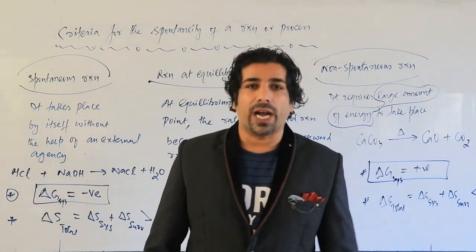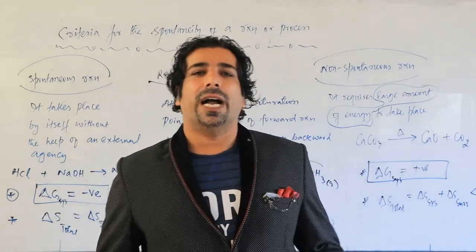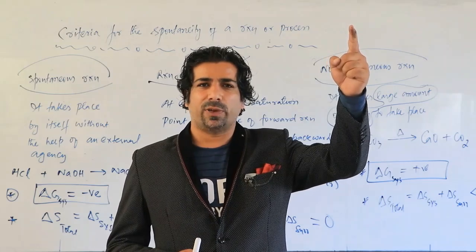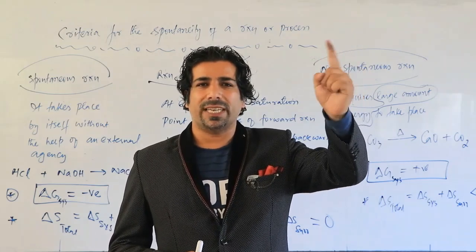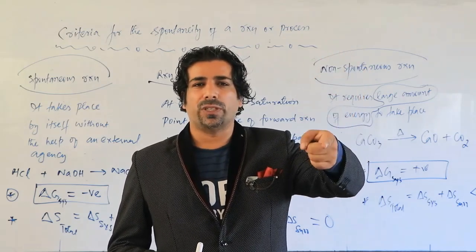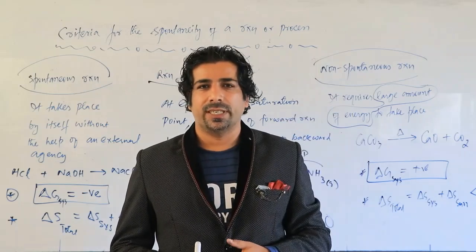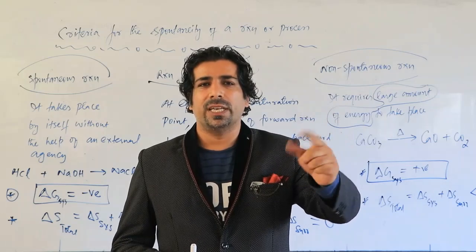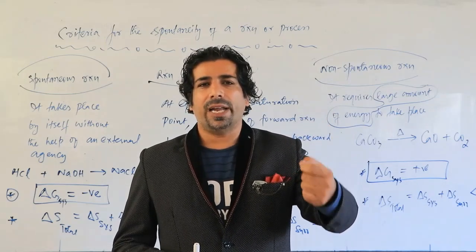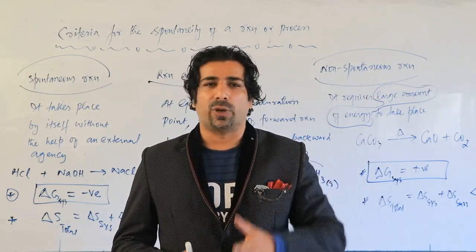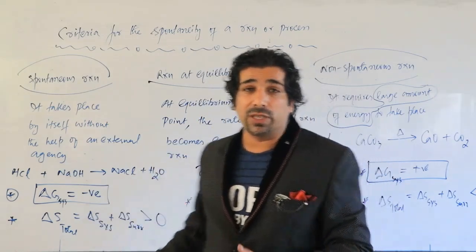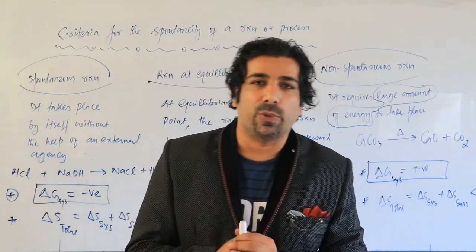Okay? Before I take the leave, I must tell you one thing: delta G is negative for the spontaneous process, 0 for the process at equilibrium, and positive for the process which is non-spontaneous. And delta S total is positive for the spontaneous process, 0 for the equilibrium, and negative for the non-spontaneous process. Please remember these points because they are very important from the competitive examination point of view.